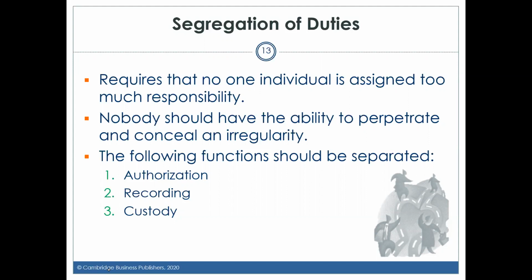But if I don't get to both record and have custody of the cash, it's much harder for me to do that. The only way to commit fraud, if you segregate duties, is to have collusion. Collusion is cooperation of two or more employees together to commit the fraud. So my best friend would be doing the recording and I'd have the custody. Then we could collude together and commit the fraud. But it's harder to commit fraud when you segregate duties. It requires collusion.